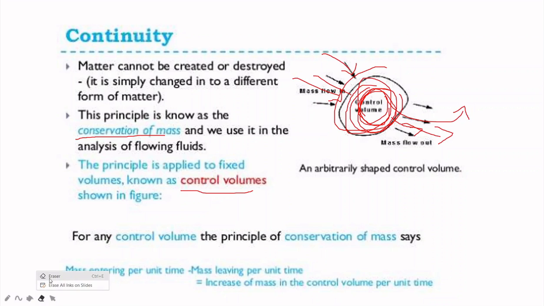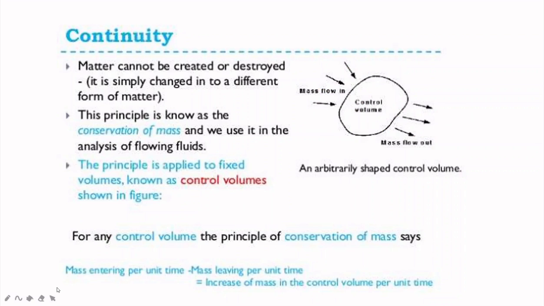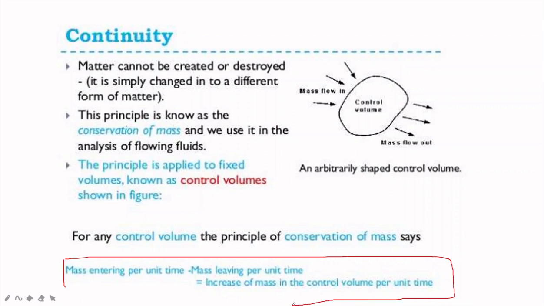Like this, you have conservation of energy. Energy can neither be created nor destroyed, but it can be transferred from one form to another. Mass is also like that: matter cannot be created nor destroyed, but it can be changed into different forms of matter. So from conservation of mass, we can write: mass entering per unit time minus mass leaving per unit time is equal to the increase of mass in the control volume per unit time.